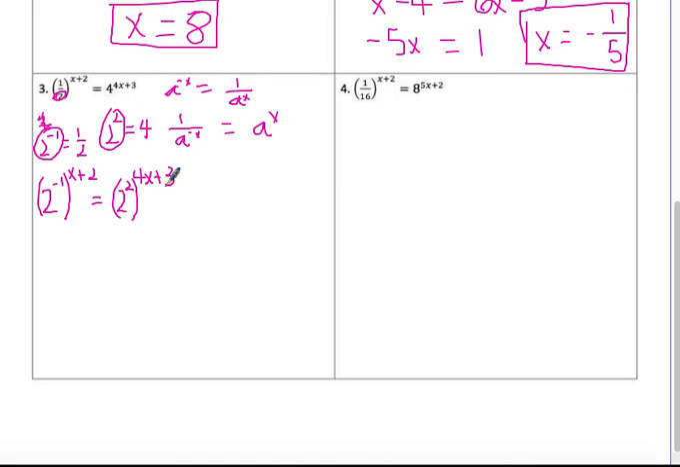And then we distribute, or we bring the exponents down. So really it's 2 to the power of negative 1 times x plus 2 equals 2 to the power of 2 times 4x plus 3. And now that the bases are equal, I can set the exponents equal. So negative 1 times x plus 2 equals 2 times 4x plus 3.